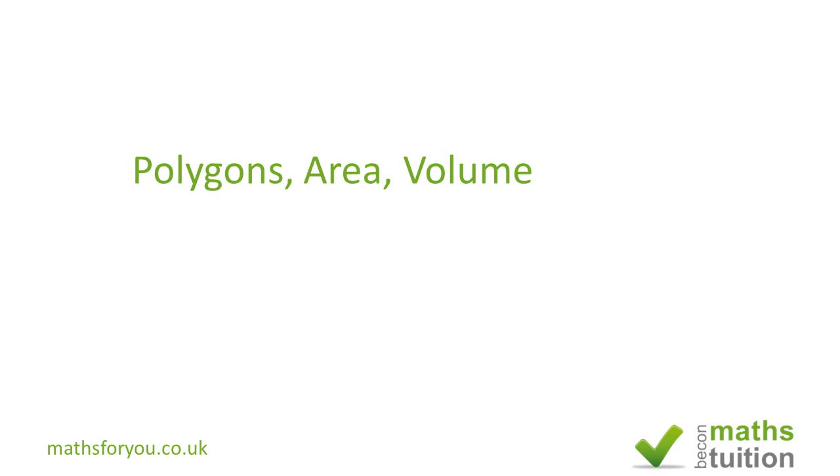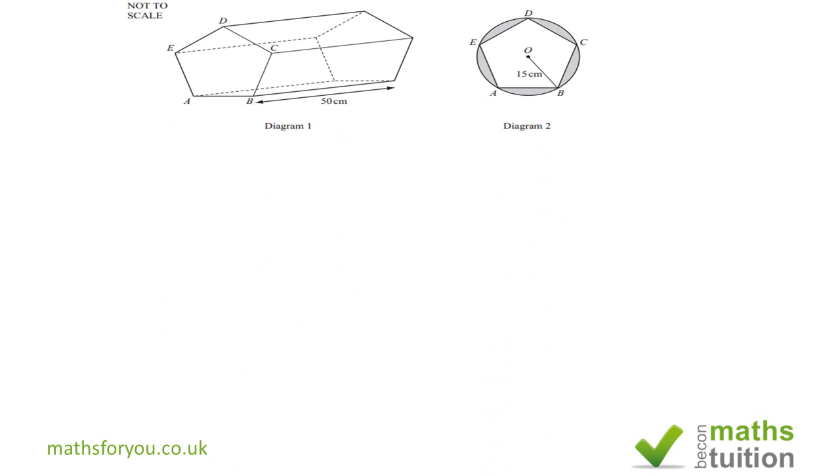IGCSE and GCSE maths. Today we're looking at a prism, a polygon, and we're looking at area, and then we're looking at volume. Okay. Hello, and here's our task, and I should try and paraphrase the whole thing.